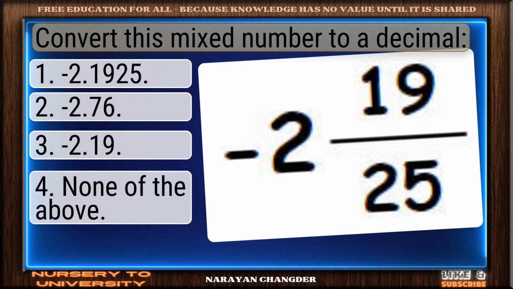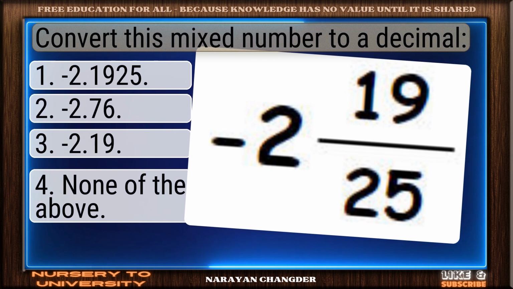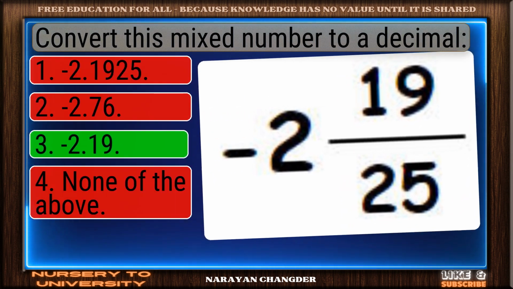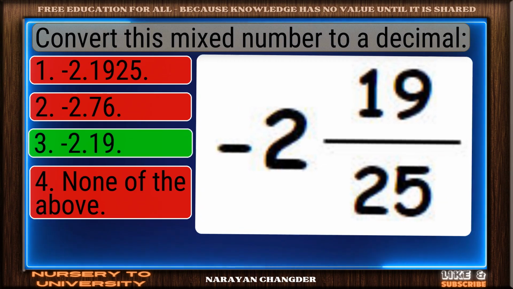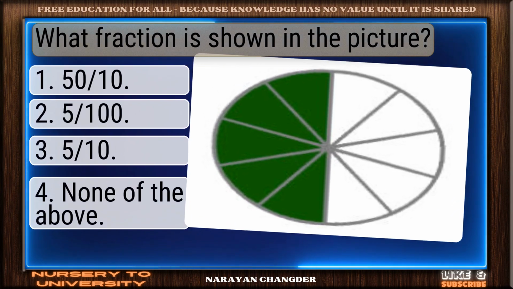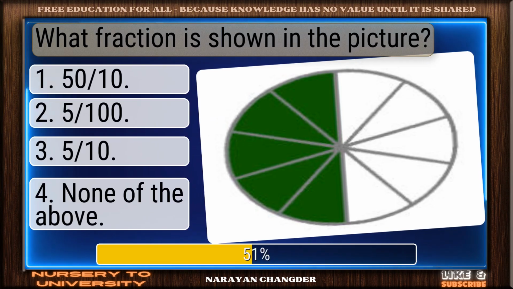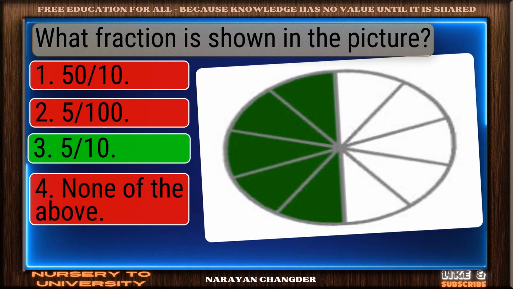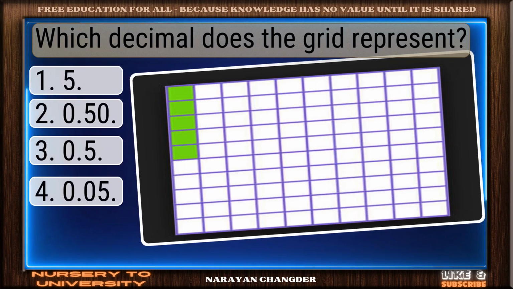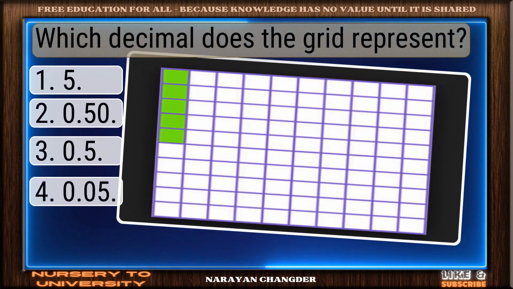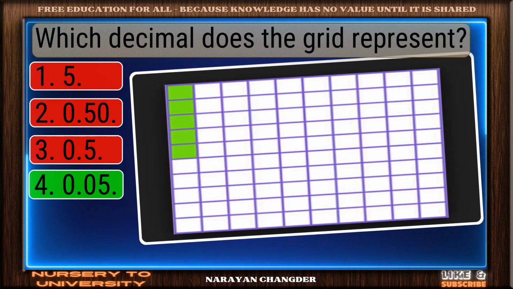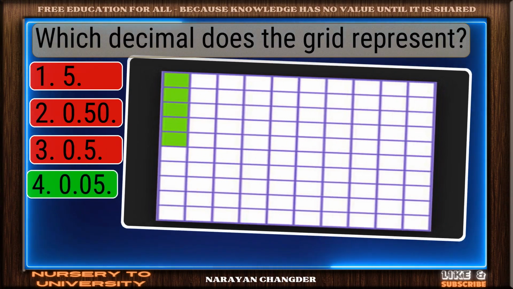Question number 14. Convert this mixed number to a decimal. Perfect. 2.9 is the correct choice. Question number 15. What fraction is shown in the picture? On track. 1/10 is the correct answer. Question number 16. Which decimal does the grid represent? Smart. 0.5 is an accurate answer.